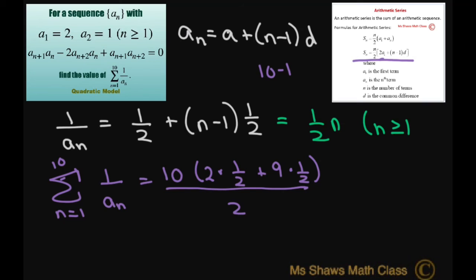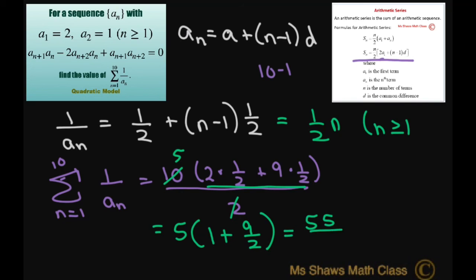This is going to give you 5 times 1 plus 9 divided by 2, because the 2 goes into the 10 to give 5. And this is going to equal 55 divided by 2. And that's your final answer. That is the value of that summation.